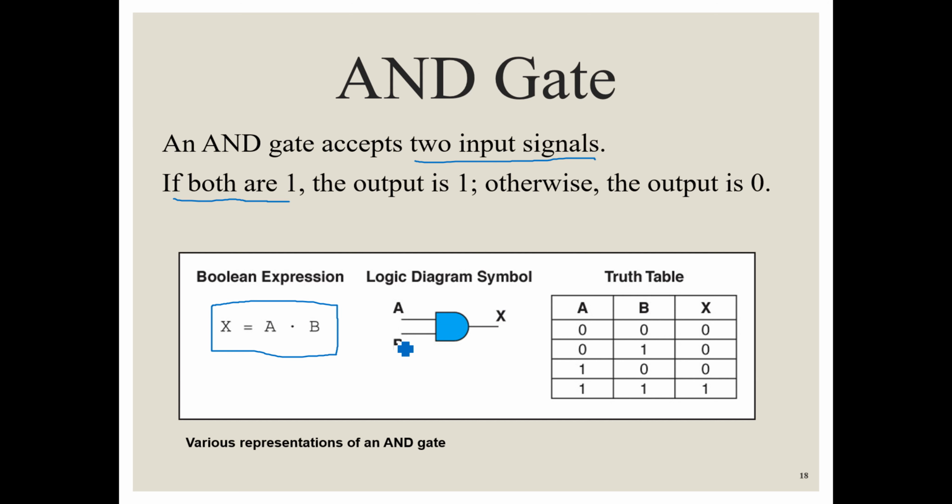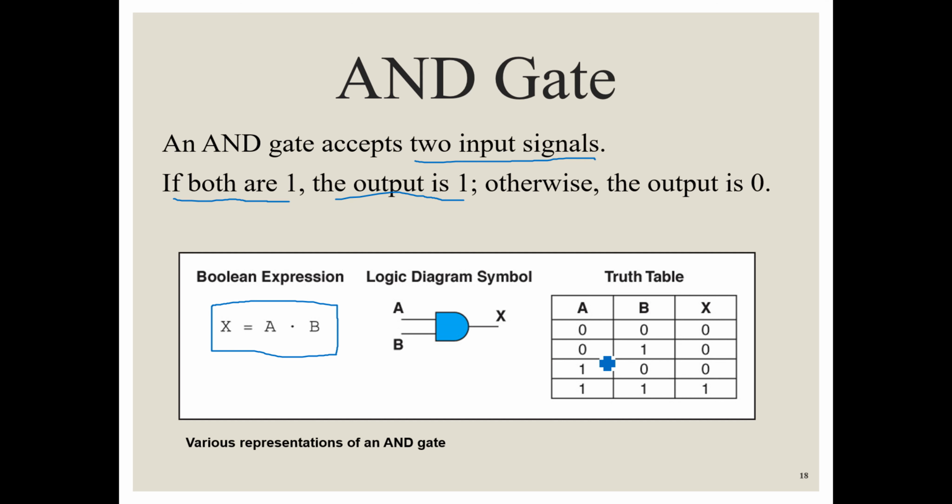For two inputs, the number of possible combinations will be 4. That's why we have written the truth table for the 4 combinations of the inputs. As I told you, if both the inputs are 1, the output is going to be 1, or else it is going to be 0. Or else means what? Whenever both the inputs are 0, your output is going to be 0.